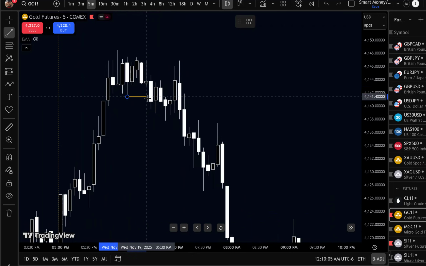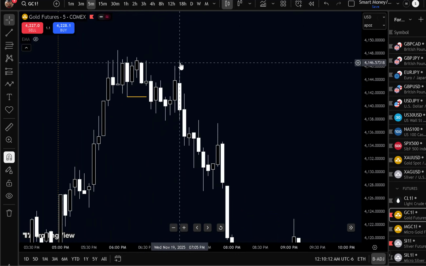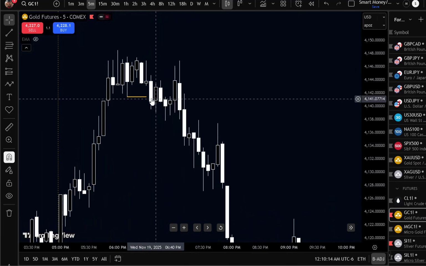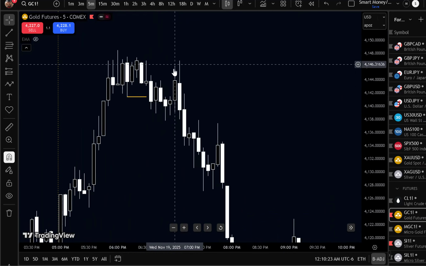Made that low. Broke and closed below that low. Look what happened. Came back up. Once it break and close below here, that's our indication. You can get in there. That's an aggressive entry, or you can wait for it to come back up.